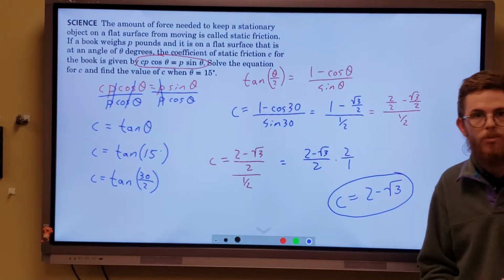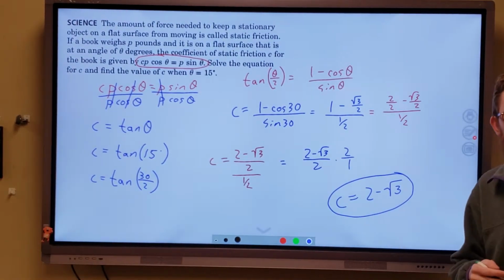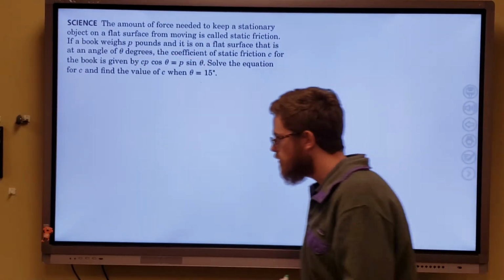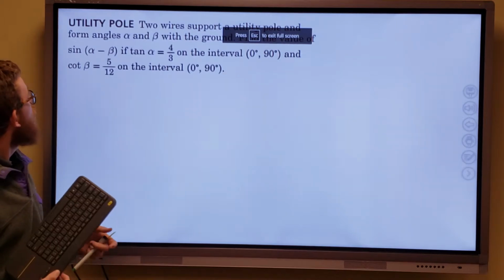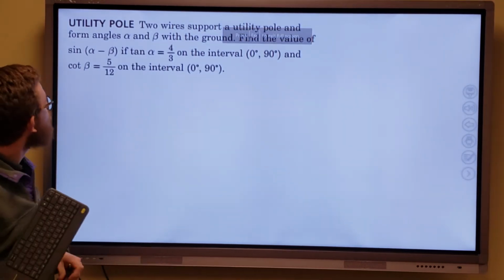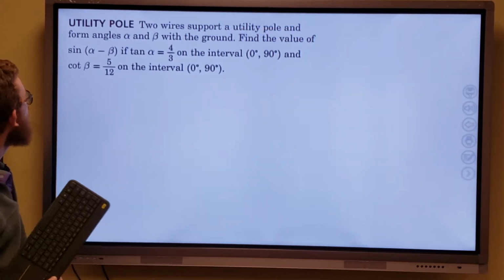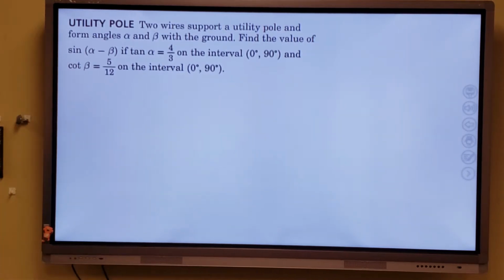Let's take a look at another problem that might look crazier than it actually is. Here we go. It says utility pole. Two wires support a utility pole and form angles of alpha and beta, or A and B, with the ground. Find the value of sine of A minus B if tangent of A is 4/3 on the interval from 0 to 90 degrees and cotangent of B is 5 over 12 on the interval from 0 to 90 degrees.